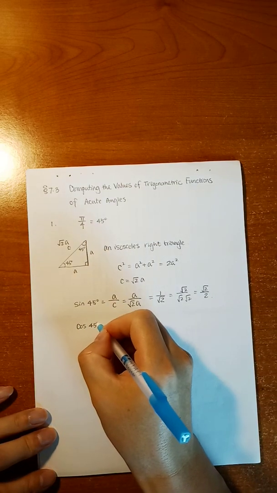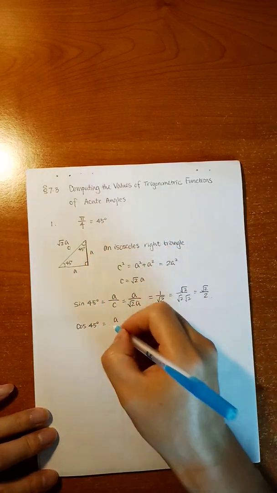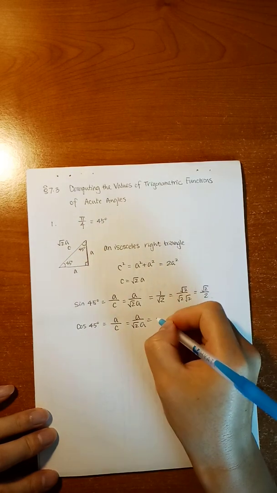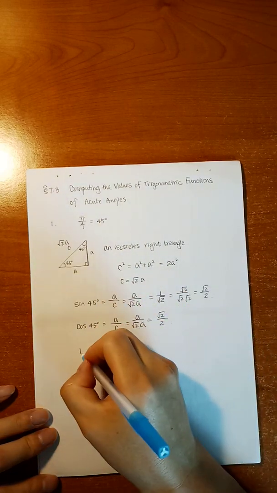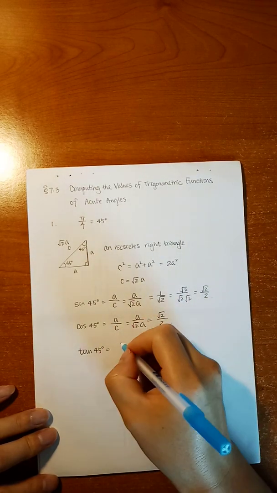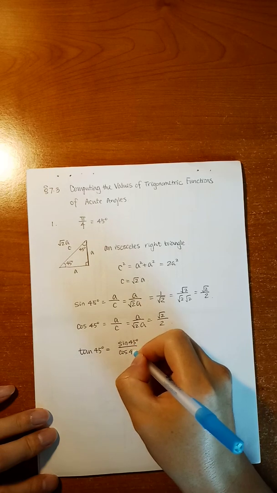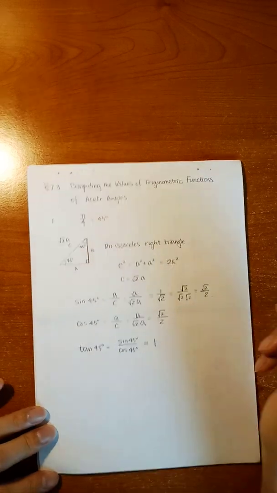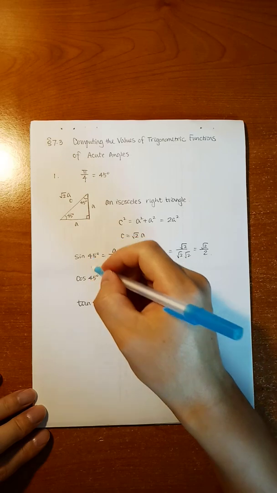Cosine 45 is the same thing, adjacent over hypotenuse, but adjacent is also a. So it's also square root of 2 over 2. You have sine, you have cosine, then tangent 45 degree is sine 45 degree over cosine 45 degree. Root 2 over 2 over root 2 over 2 is 1. Right? And then you have sine, cosine, tangent.